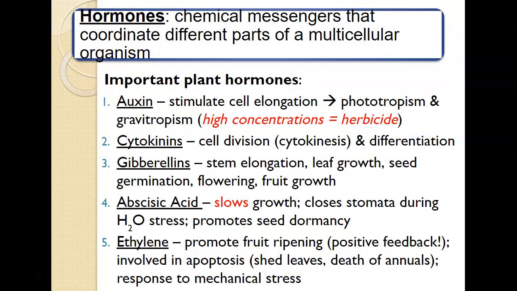So if the presence is there, it causes fruit to ripen, which causes more fruit to ripen, which causes more fruit to ripen. And it's involved in apoptosis. So this has to do with the ripening of fruits, as well as the death of plants come the end of a season if they are annuals, meaning they come back every year, or you plant them every year.